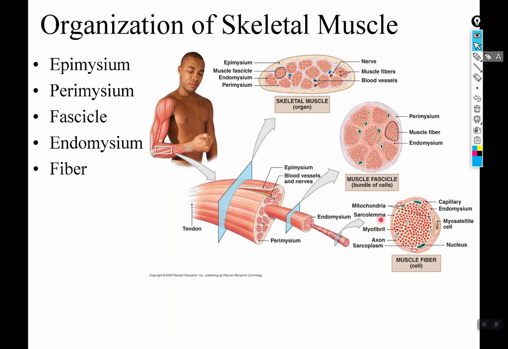Sarcolemma is just the cell membrane, but on the outside of that, lining the cell itself, is the endomysium. So each individual muscle cell gets its own liner. This is a place where tiny capillaries are found. These are the capillaries that directly supply your skeletal muscle. This is going to be a thin layer of connective tissue that just wraps around each cell.